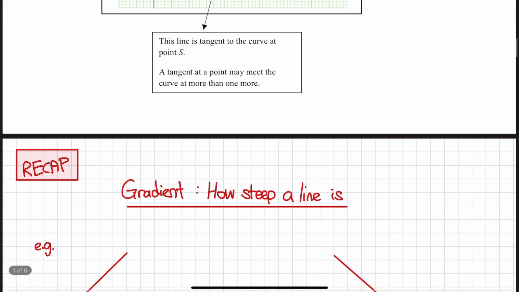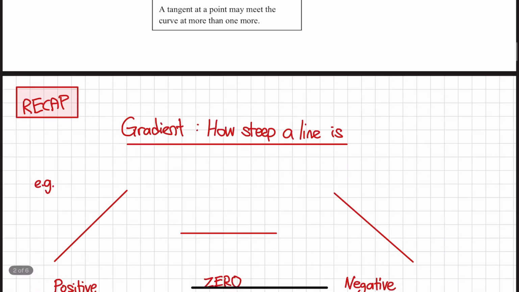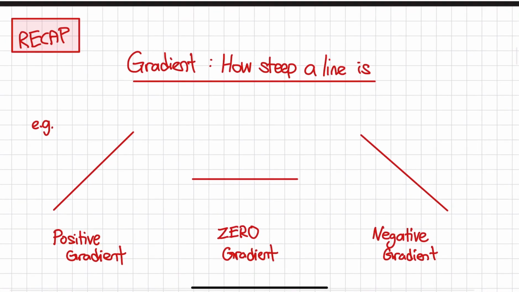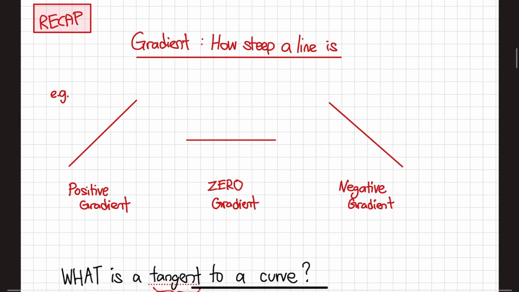So let's do a simple recap first. First, we must first understand what is the meaning of gradient. We have learned before, gradient measures how steep a line is. If a line is upward sloping, this is a positive gradient. If the line is just horizontal like this, the gradient is 0. If the line is downward sloping like this is a negative gradient. Okay, so once we understand this, now we can go further.